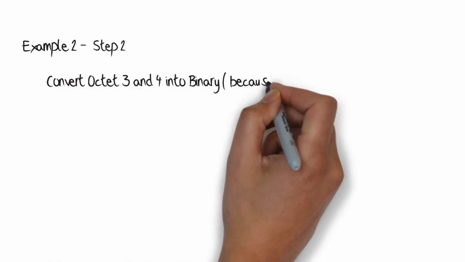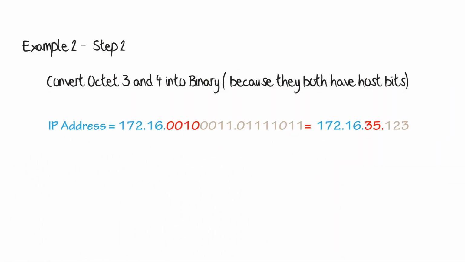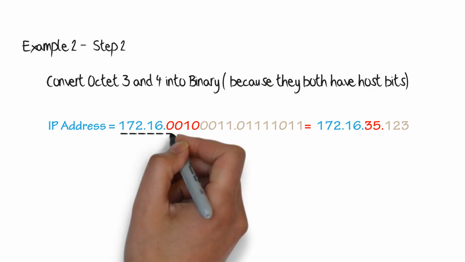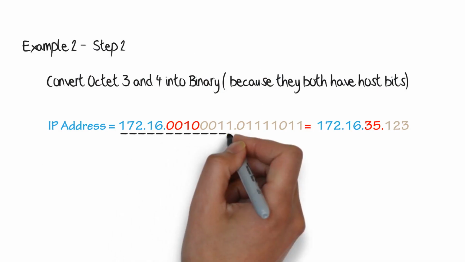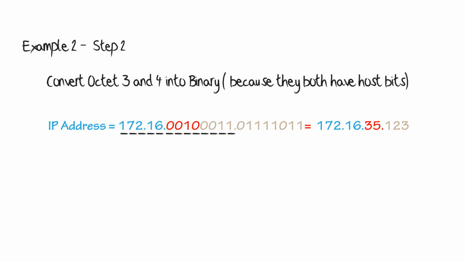So what you need to do is convert the third and fourth octet into binary because they both have host bits. There's no need to convert the first two octets into binary because no host bits are found in the first two octets. So 0010 0011 is the binary equivalent of decimal 35.